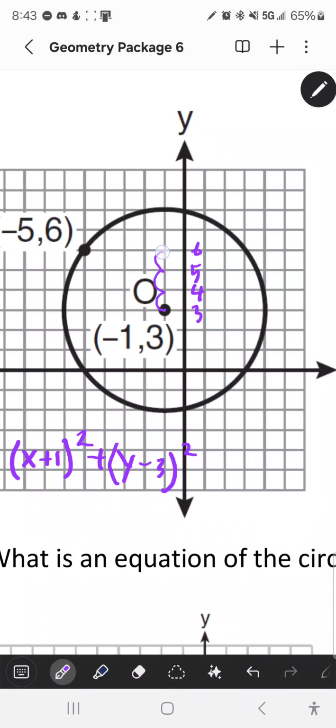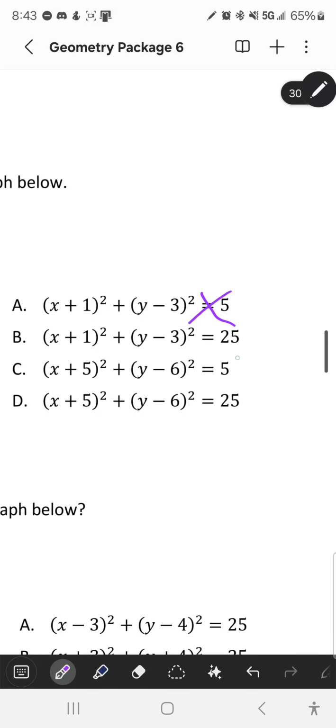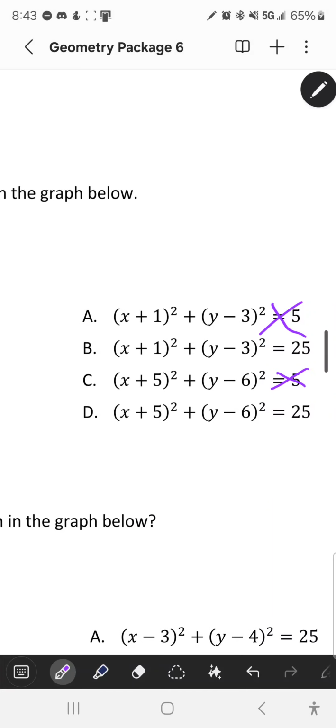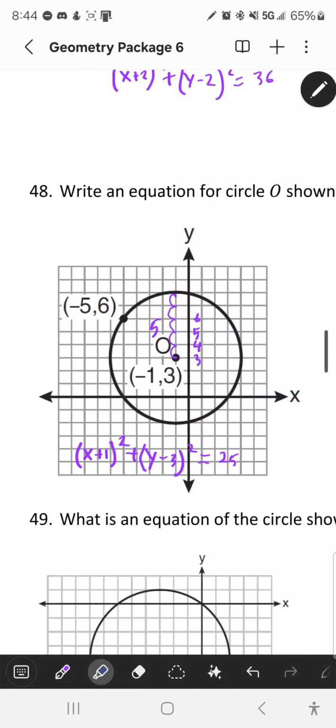So we can just count this. This is 1, 2, 3, 4, 5. The radius is 5. Why do I know it? Because I can just count the squares. Each square is equal to 1, as you can see. We just make sure that one's right. So this will be equal to 5 squared, which is 25. So this is not, and this is plus 1 minus 3. Remember, the equation starts with the center, not with the points on the circle.